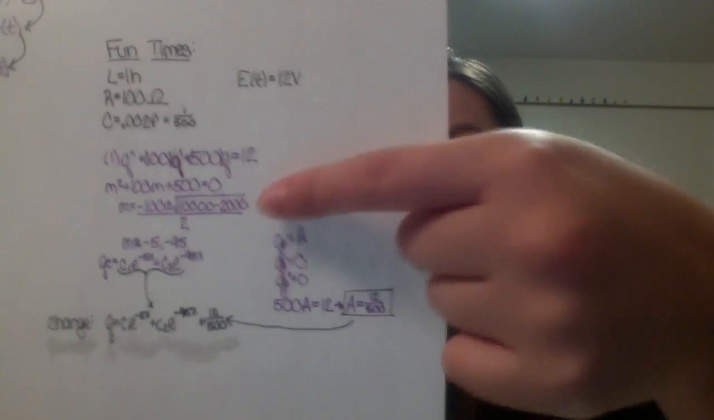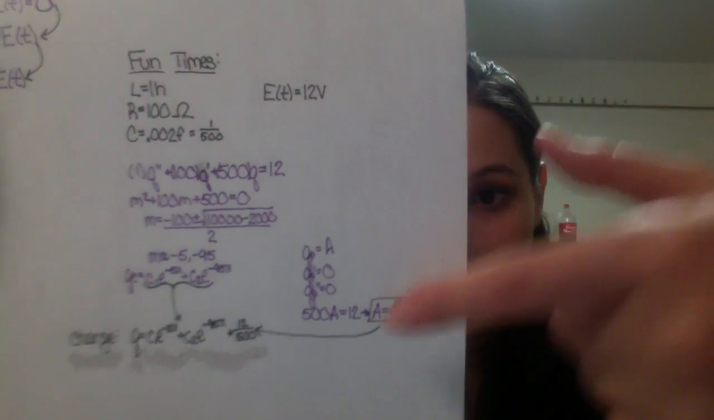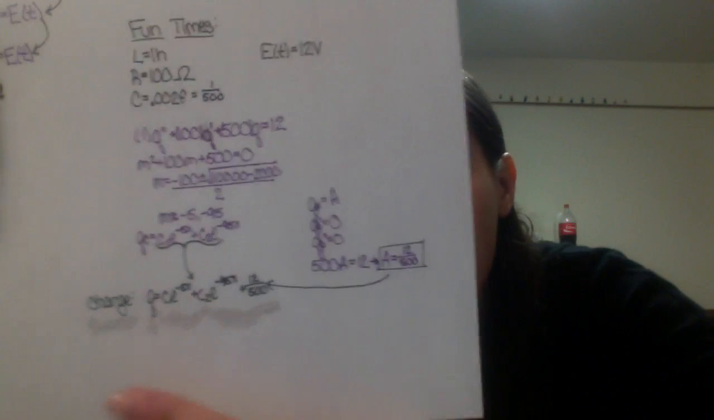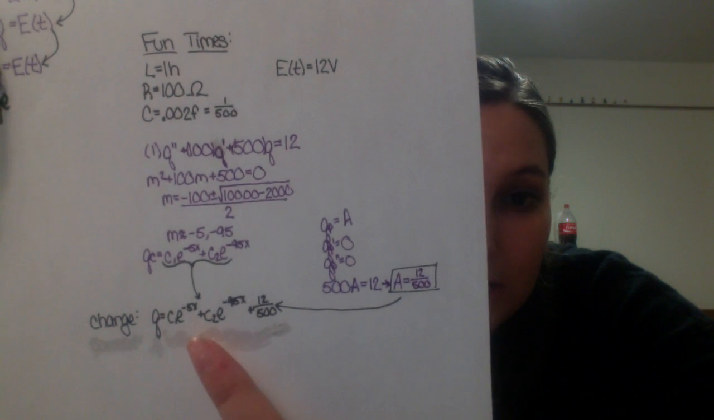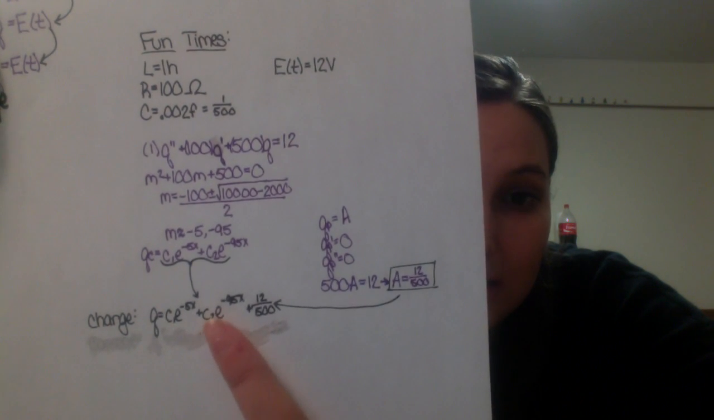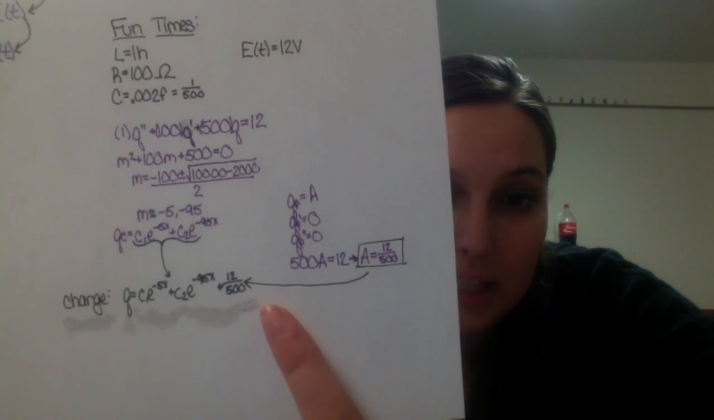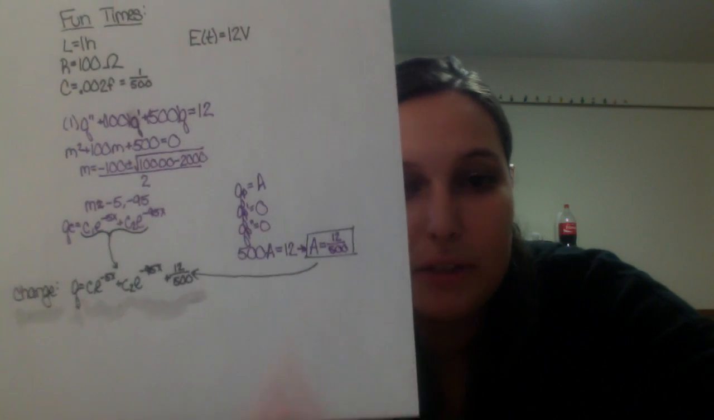So you plug those back into this original equation, and you end up with 500A equals 12, and then you find that A is 12 over 500, and then your final equation for the charge is Q equals C1, some constant, times e to the negative 5x plus C2 e to the negative 95x plus that 12 over 500 that we found over there.